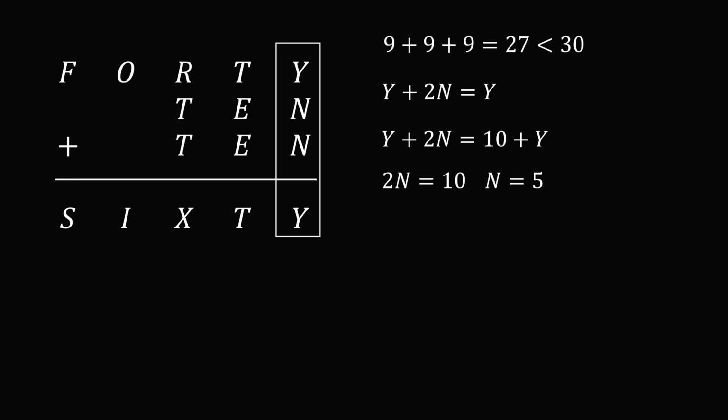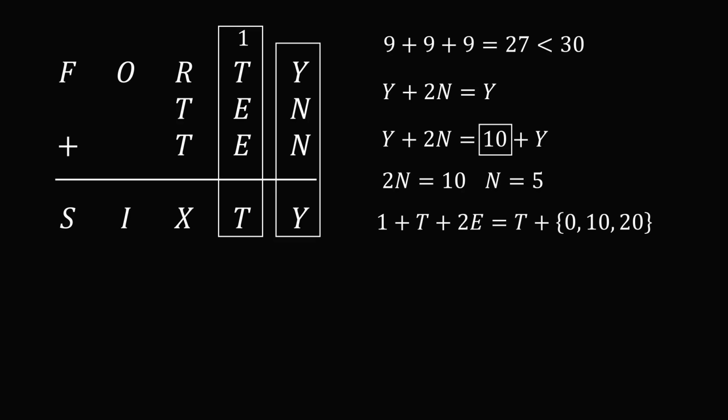Now, if n is equal to 5, we know that y plus 2n is equal to 10 plus y, so we will have a carryover of 1 to the next column. We can now analyze the next column, and we have the equation that 1 from the carryover plus t plus e, which will be 2e, will end up with a last digit of t.